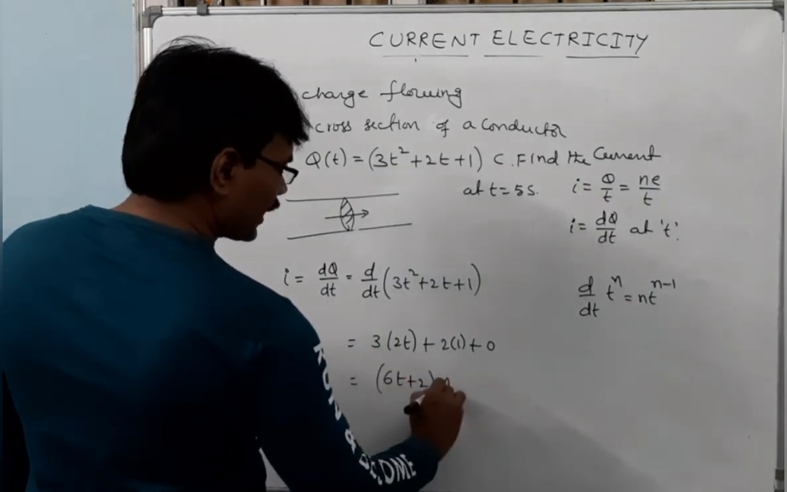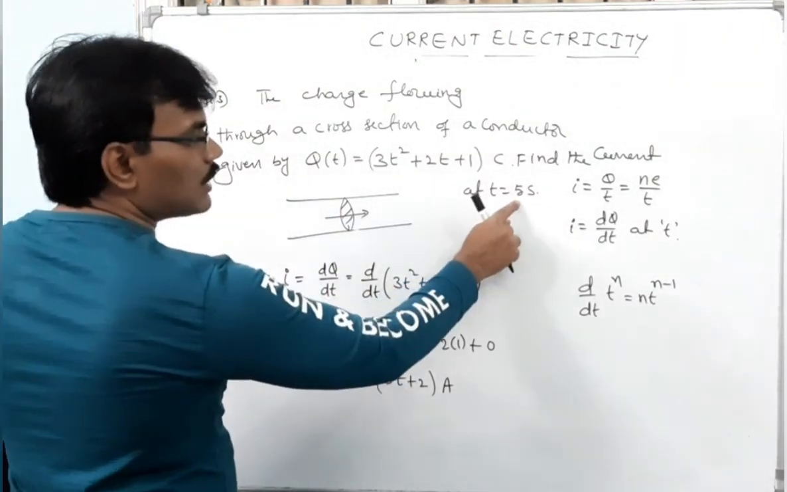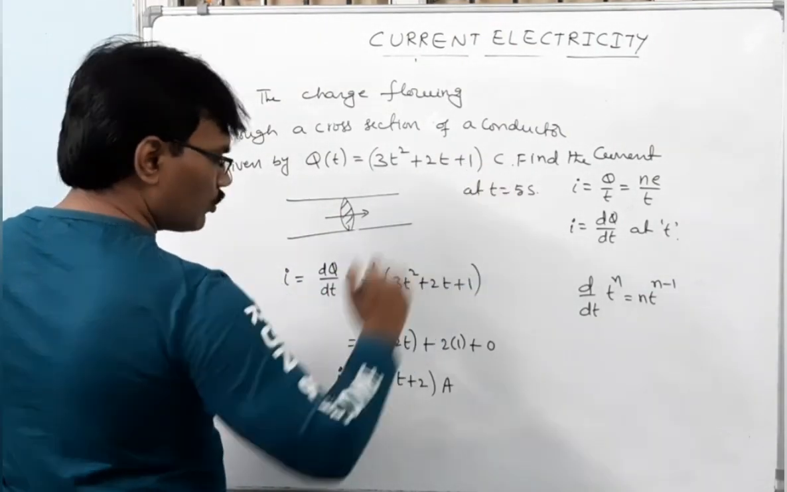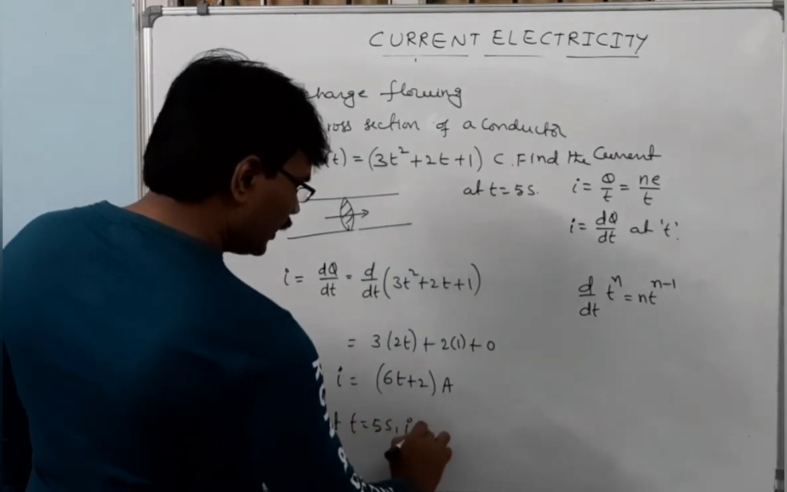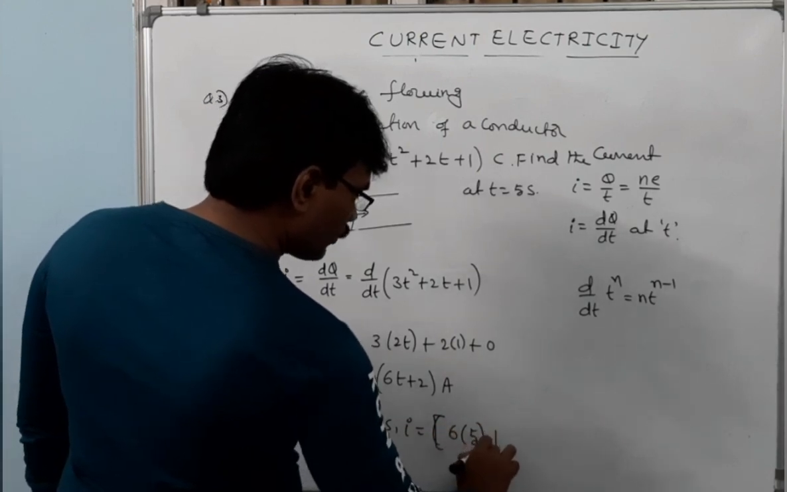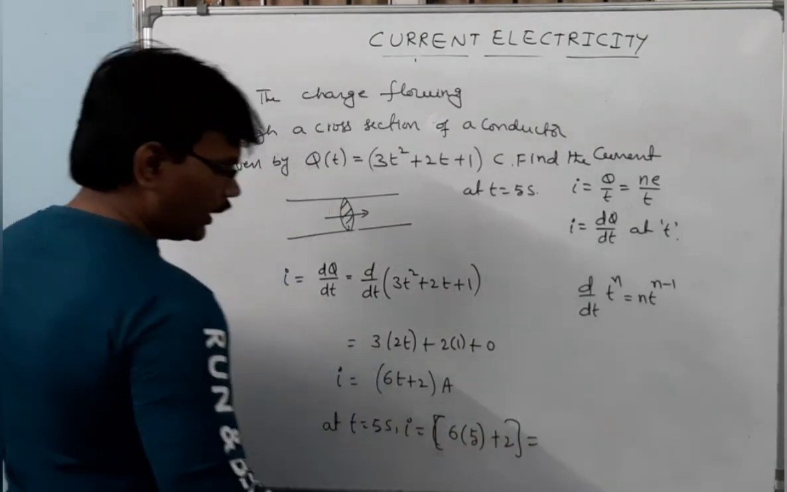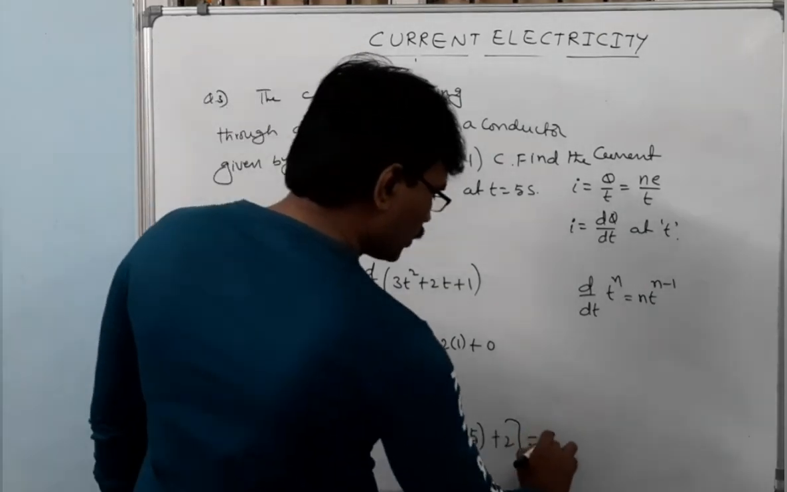Okay, so this is the current flowing through the cross section with respect to time, but I am interested to find the current only at time t equals 5 seconds. So at t equals 5 seconds, current is equal to, wherever time is there, you simply substitute 5. So you will get the current 6 into 5 equals 30. 30 plus 2 is equal to 32 amperes.